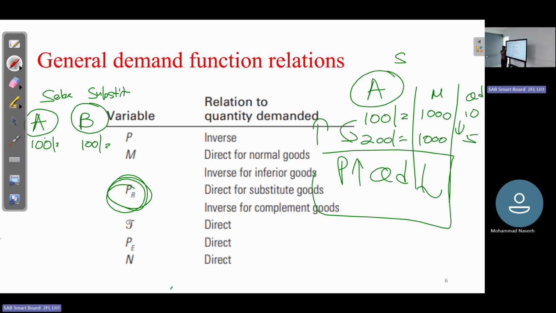Now I told you A and B are two products. A is selected, B is related. And asking in which product the price is changing. We are saying selected product. Is it correct? No. In which product? Substitute product. What is the factor we are considering? The considering factor is price of related product.